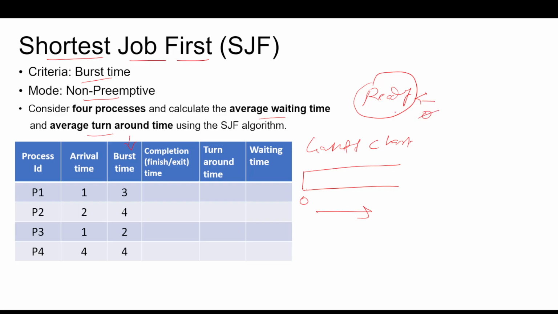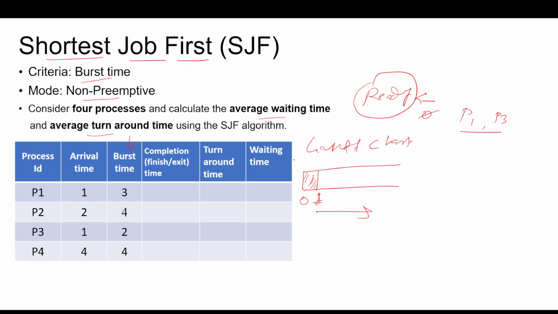First of all, we have to check: is there any process that has arrived in the ready state at zero timing? No process is there, but processes like P1 and P3 are there at time 1. So from 0 to 1, the CPU is in idle mode, because there are no processes in the ready queue. Now from 1, you can see P1 is in the ready queue as well as P3.